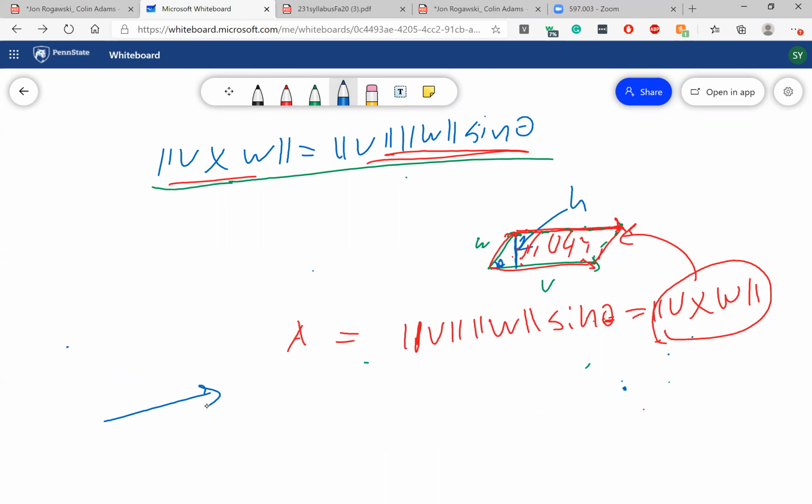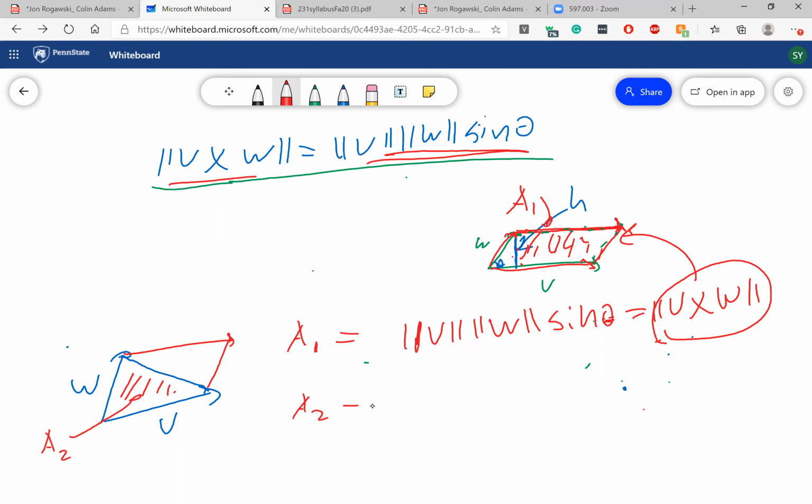Again, if you have V and W, well, we can create a triangle out of them, like that. And they would like us to find the area of this triangle. Well, we can think about creating this parallelogram that we already created. And the area of this triangle is half the area of that parallelogram. So this is area 1 for this over here, and A2 is going to be the area of this triangle. So A2 is going to be equal to 1/2 of the magnitude of V cross W.